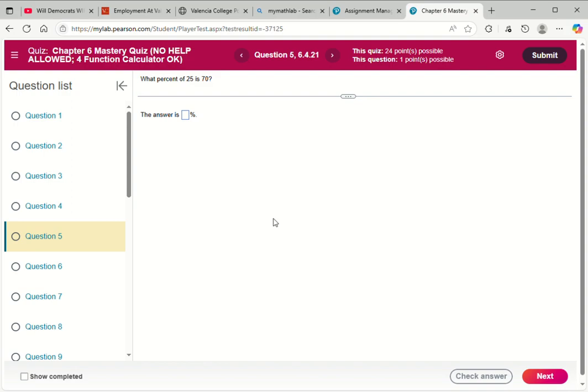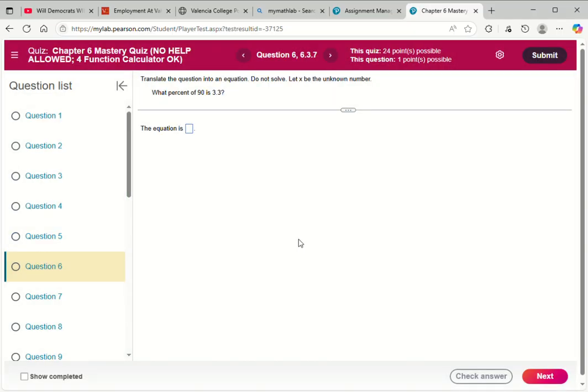Question number 5 says, what percent of 25 is 70? Question number 6 says, translate the question into an equation. Do not solve. And it says let x be the unknown number, and the question that we're trying to translate here is what percent of 90 is 3.3? And so you're just looking for the equation in that one, you're not looking to solve the equation.